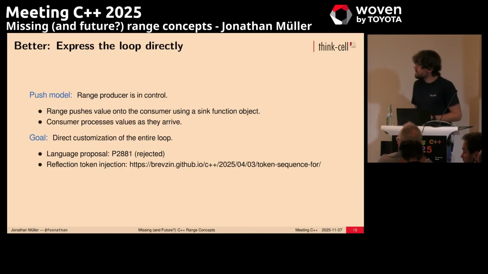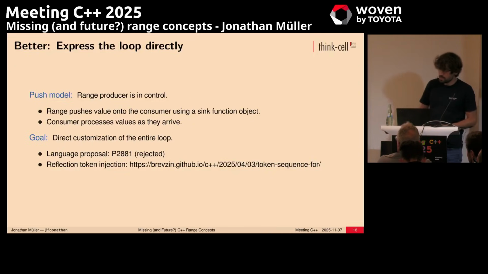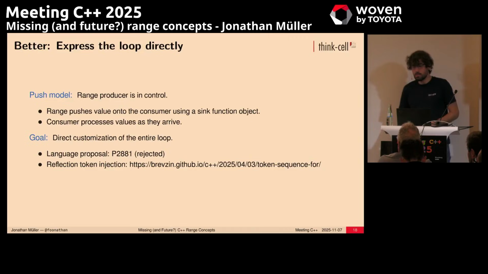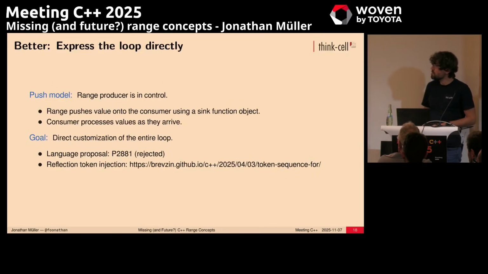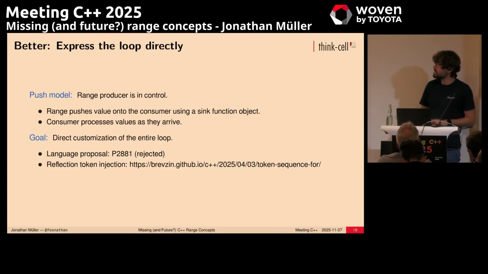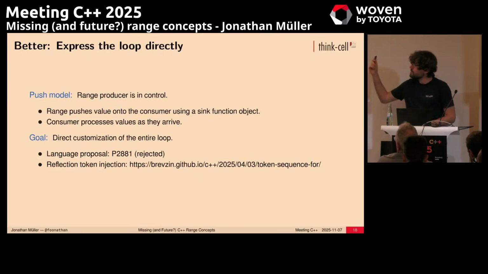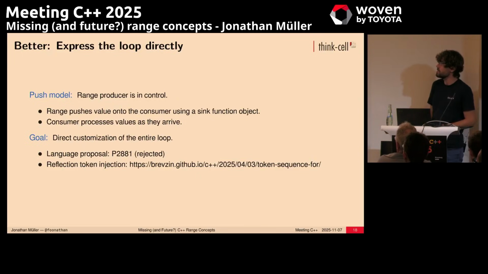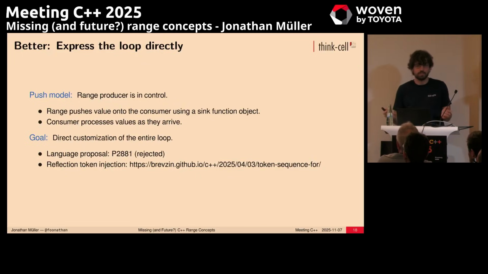And so ideally, we could customize the entire loop. Barry Revzin and I had a language paper a couple of years ago. This was unfortunately rejected due to the complexity of rewriting the loop. Point of note that since then Go has implemented that in their language, so take that what you will. And Barry also managed to implement that entirely using token injection in an experimental compiler with just really horrible syntax.